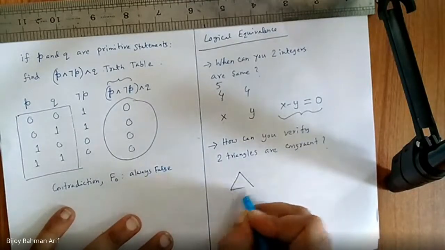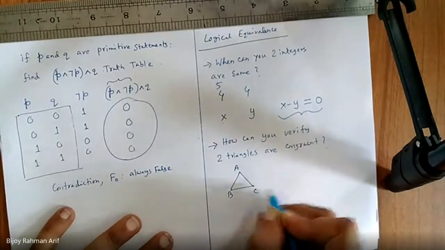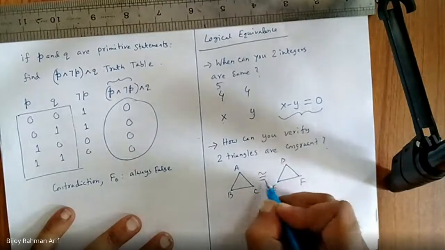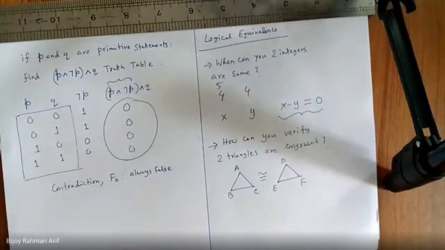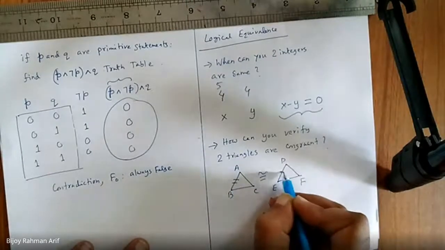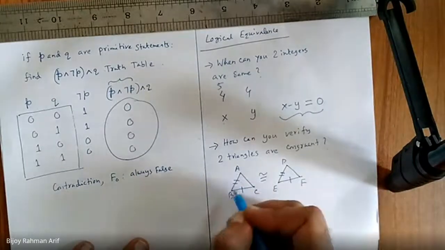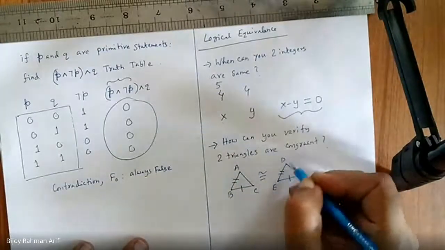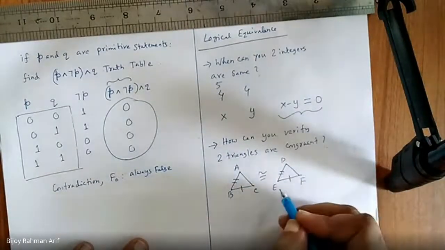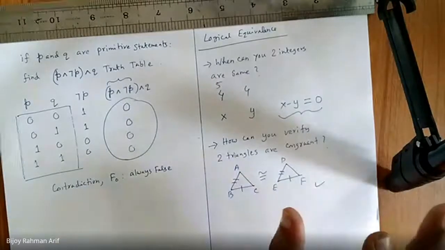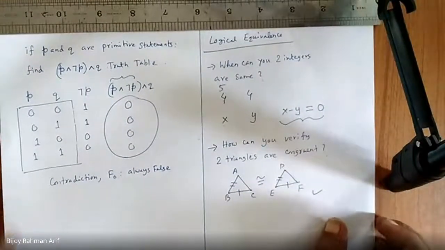So let's assume I have a triangle ABC, and I have another triangle DEF. They are congruent. How can you prove that? Basically, I'm going to show this angle is equal to this angle, this angle is equal to this angle, and the remaining angle is equal to the remaining angle. Sorry, this side equal to this side. Corresponding side of AB is equal to corresponding side of DE, corresponding side BC equal to corresponding side EF, and corresponding side AC equal to corresponding side DF. So this might be one procedure, right? There are many other ways we can also prove it.